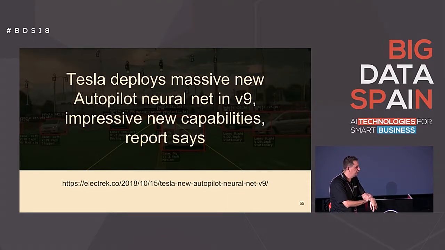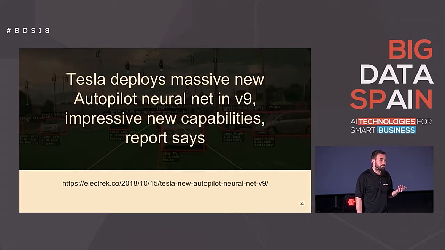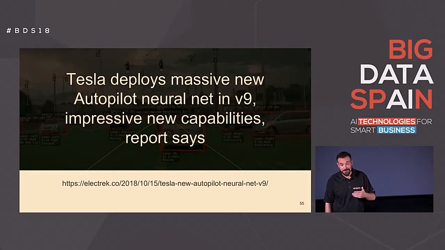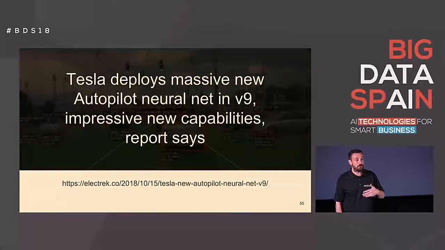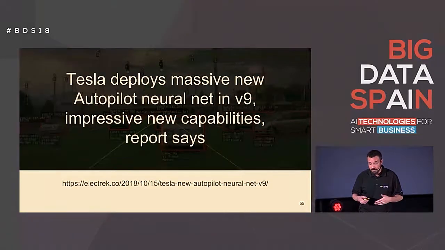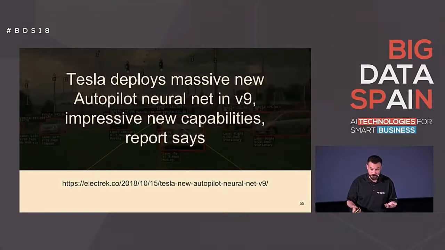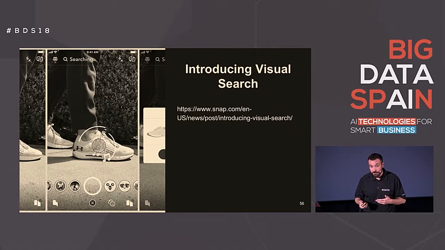Yeah, in this article, they talk about Walmart. And Tesla deploys a massive new autopilot neural network. What does this mean? Tesla has a lot of video of people with cars and all the streets. Right now this information is just used for the cars, but this information will be sold at some point. And this information is great for knowing where a person is at a given moment and what they are doing.